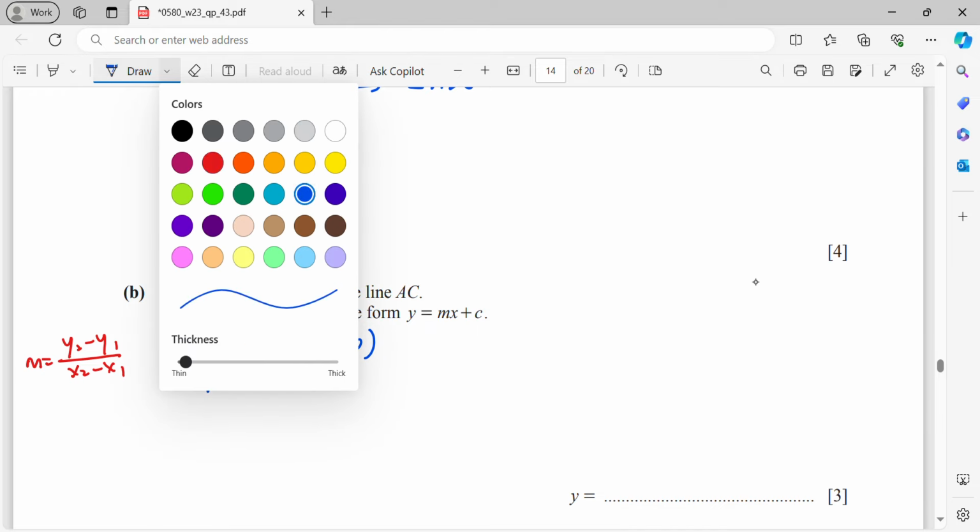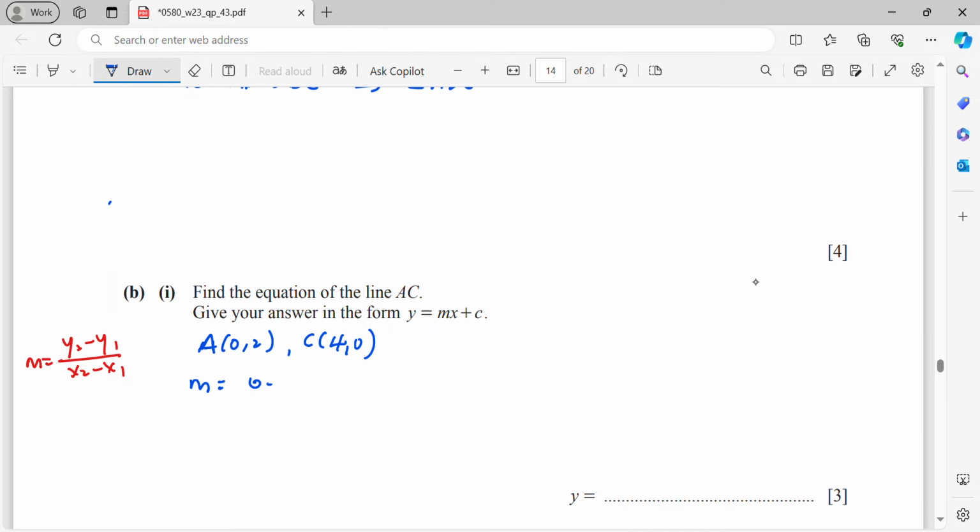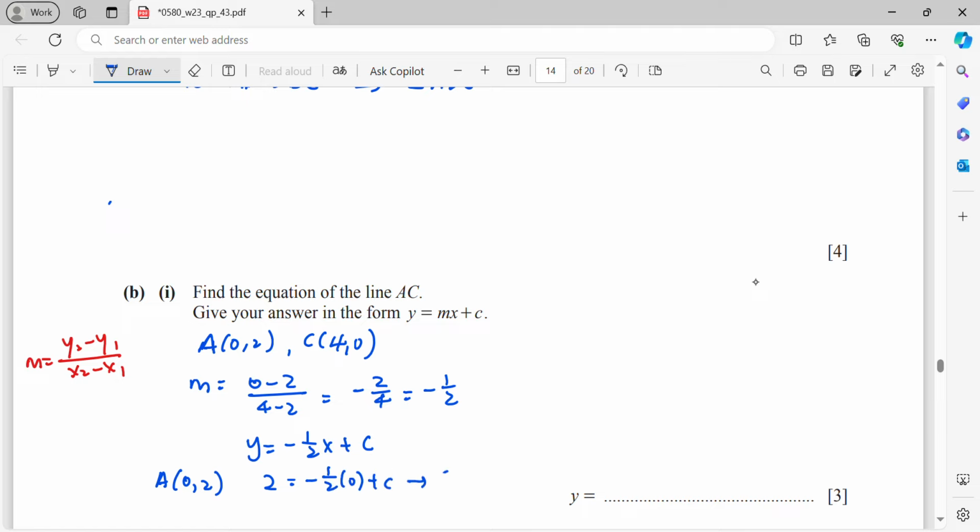So here, I will write 0 minus 2 over 4 minus 0. That is going to be negative 2 over 4. Then you will get negative half. So then my y is basically negative half x plus c. Now I refer to point A with coordinates 0, 2. Then you replace and you will get c equals 2. Okay, therefore your answer will be y equals negative half x plus 2.